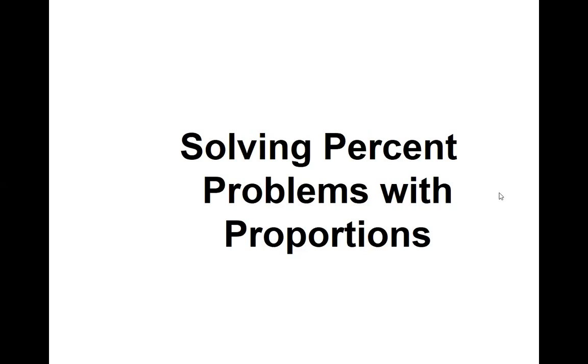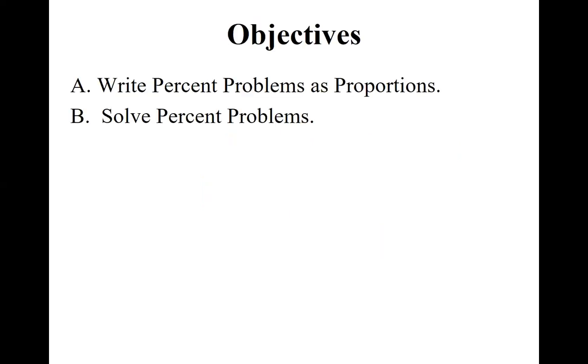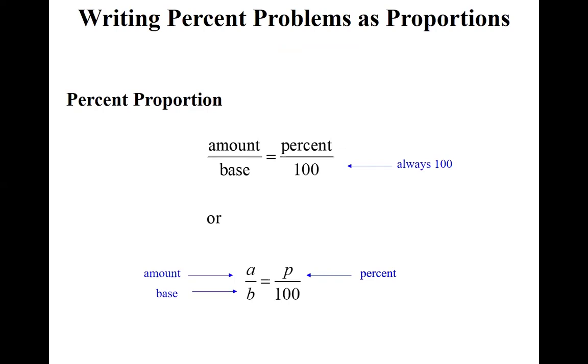The topic is solving percent problems with proportions. The objectives in this topic are write percent problems as proportions and solve percent problems. So we know one way of solving percent problems already, and that's by directly translating them into the percent equation. But we could also use the percent proportion. Amount over base is percent over 100, or A over B equals P over 100.